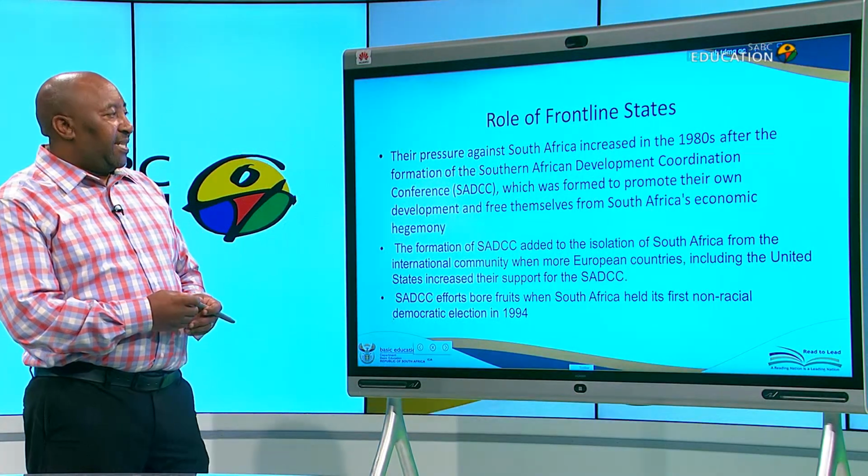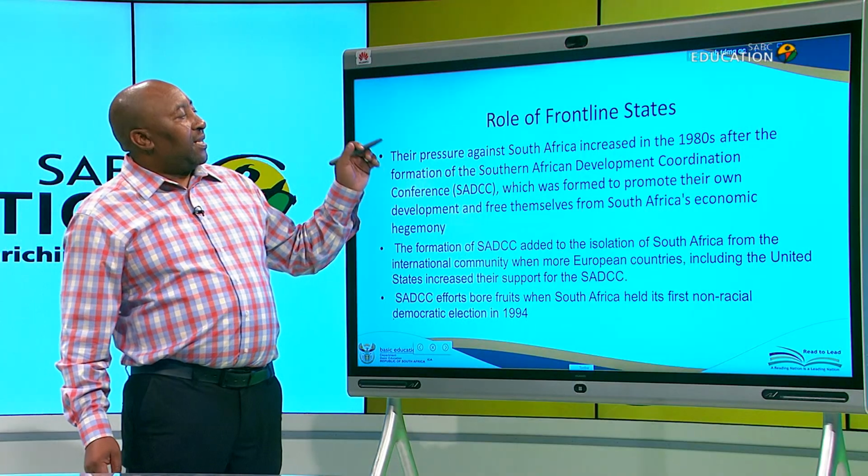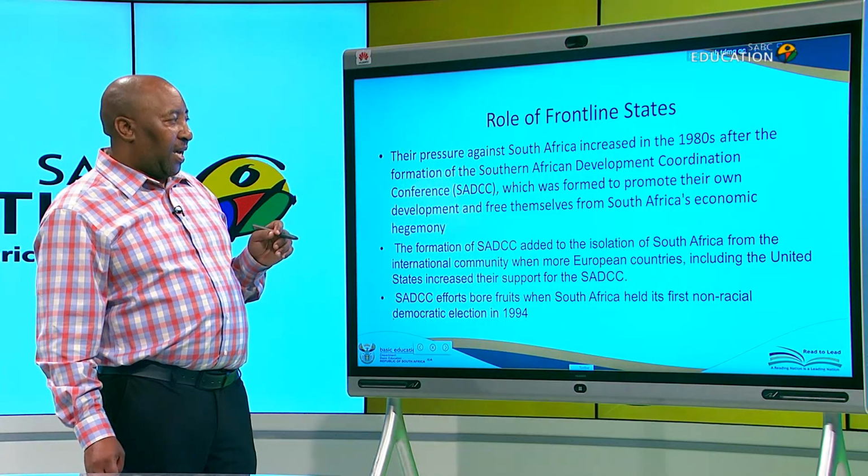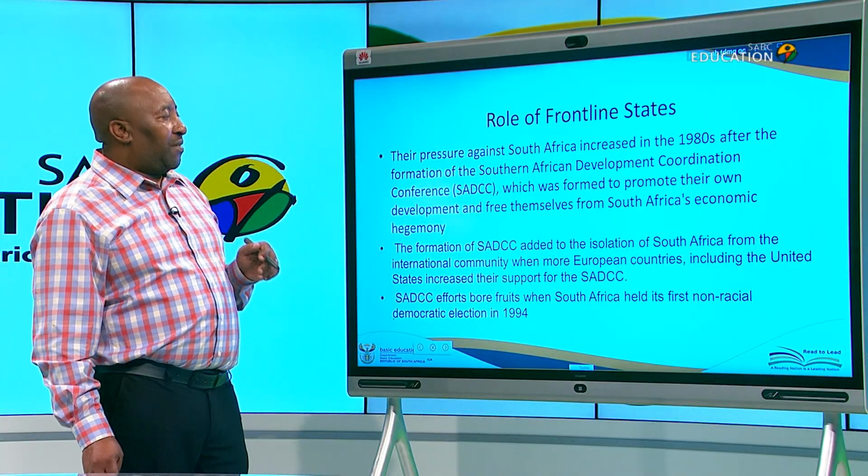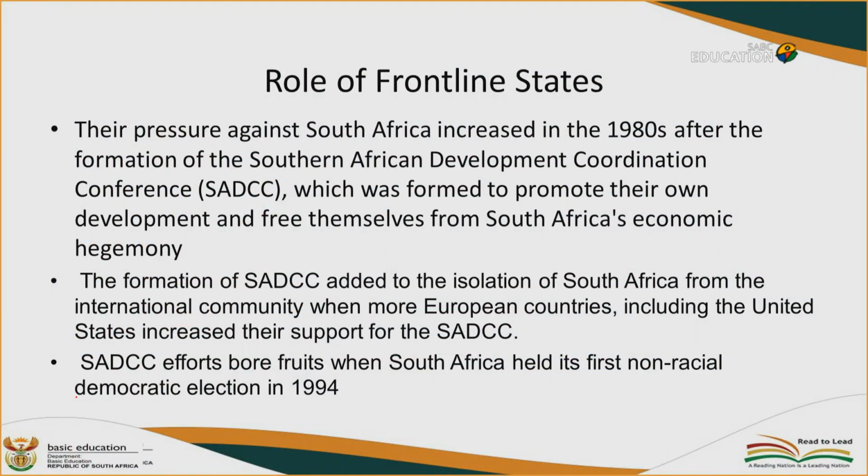Now, the frontline states also pressurized the Southern African Development Coordination Committee, the SADCC, to promote their own development and not to be part of South Africa's economy. The SADCC established a unit that would say, we are not part of South Africa. We are not part of South Africa. The formation of SADCC added to the isolation of South Africa from the international community.